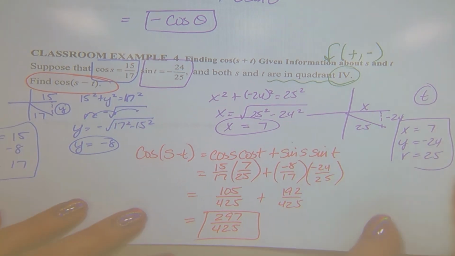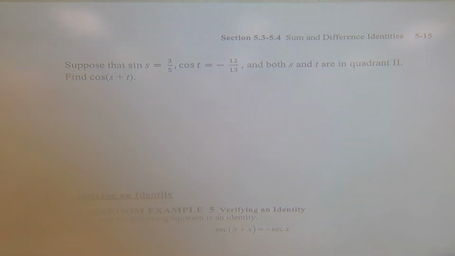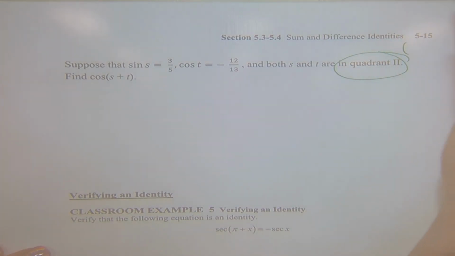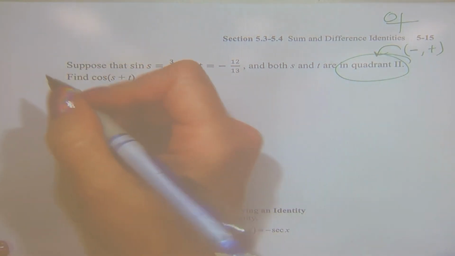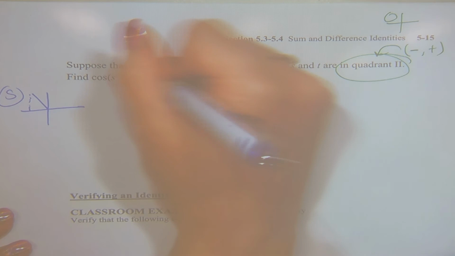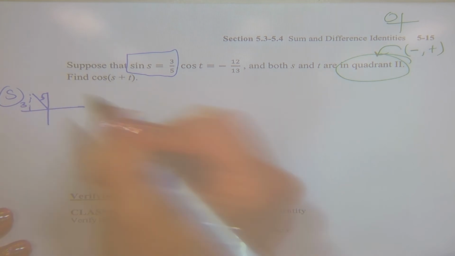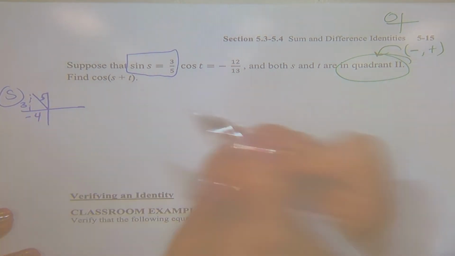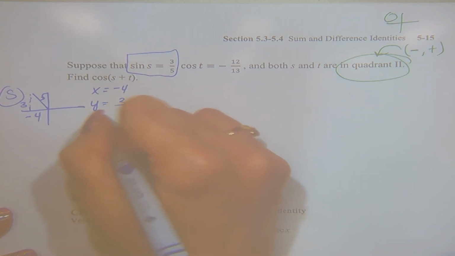One more time. Suppose that S and T are both in quadrant 2 this time. In quadrant 2, x is negative, y is positive. Find cosine of S plus T. I'm going to first sketch S. I'm given that sine of S is 3/5. So that's a 3, that's a 5. I'm going to use my Pythagorean identity to find x is negative 4. So x equals negative 4, y equals 3, r equals 5.